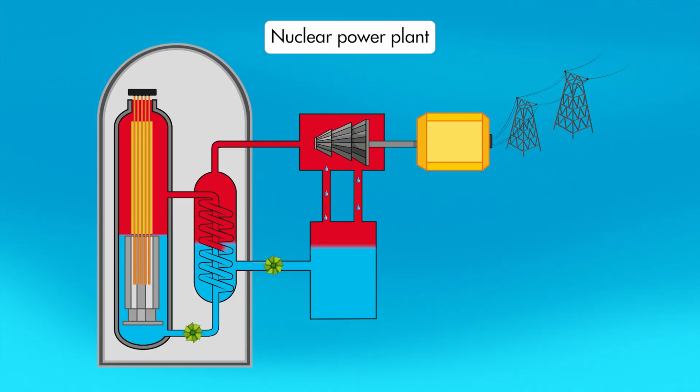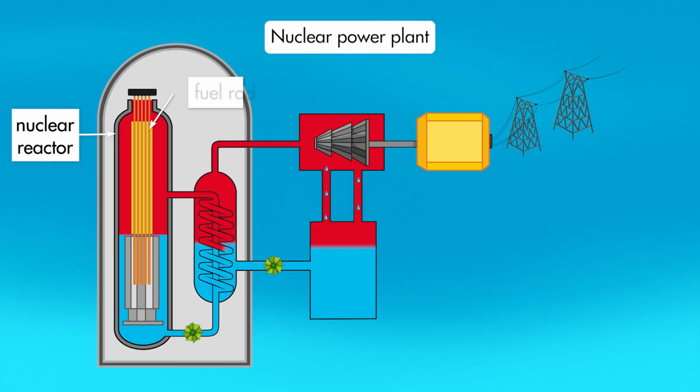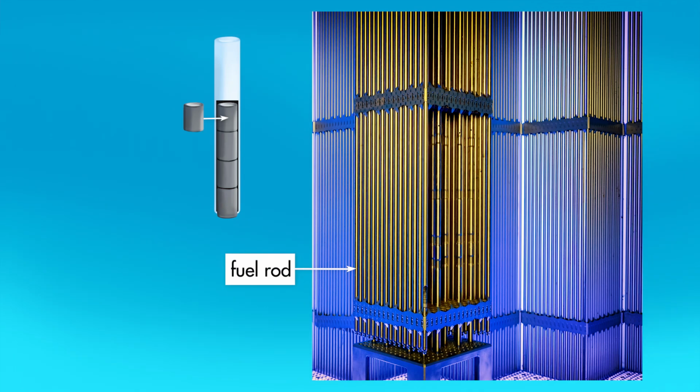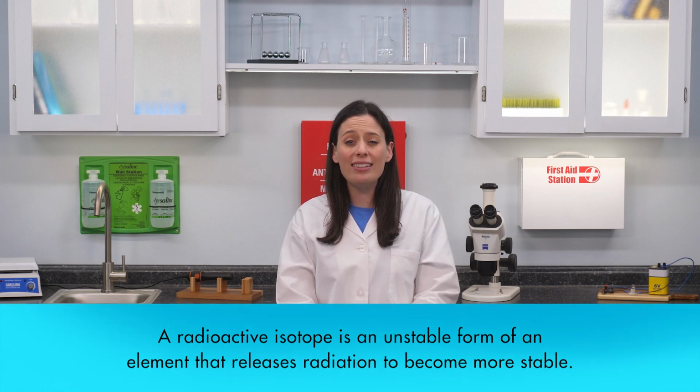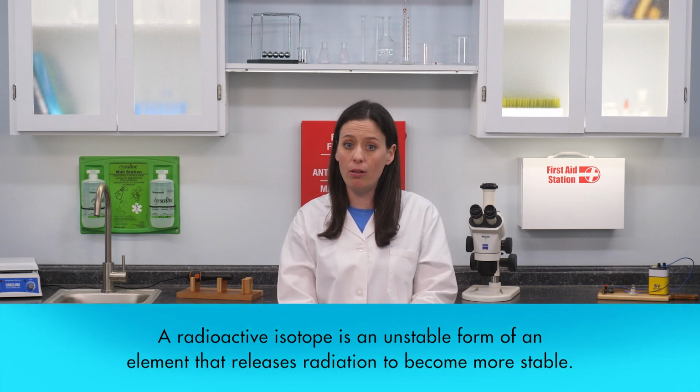The heart of a nuclear power plant is a nuclear reactor. A nuclear reactor is a large metal container used to initiate and control a nuclear fission reaction. Inside a nuclear reactor are thousands of fuel rods, which are sealed metal tubes containing pellets of a fissionable material, such as uranium-235, along with uranium-238, and other radioactive isotopes. A radioactive isotope is an unstable form of an element that releases radiation to become more stable.